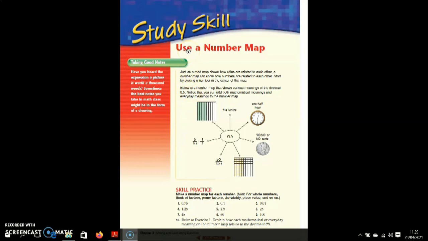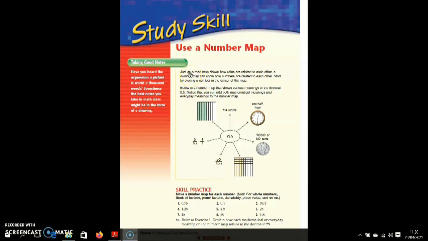Study skill: use a number map. Taking good notes. You have heard the expression, a picture is worth 1,000 words. Sometimes the best notes you take in math class might be in the form of a drawing.